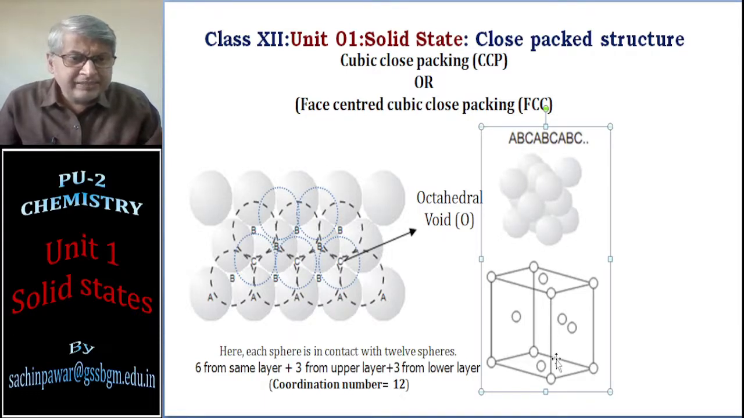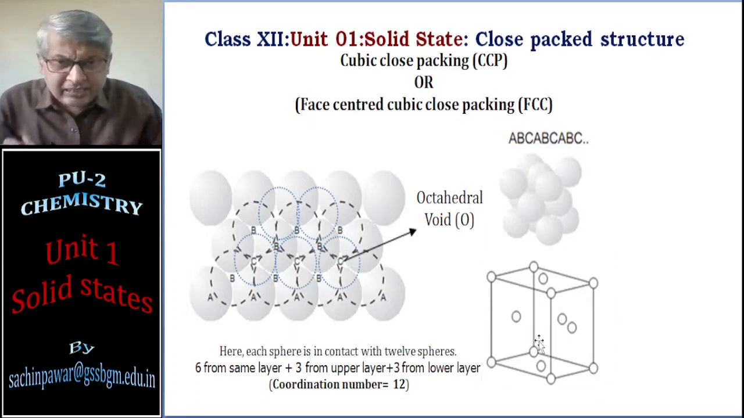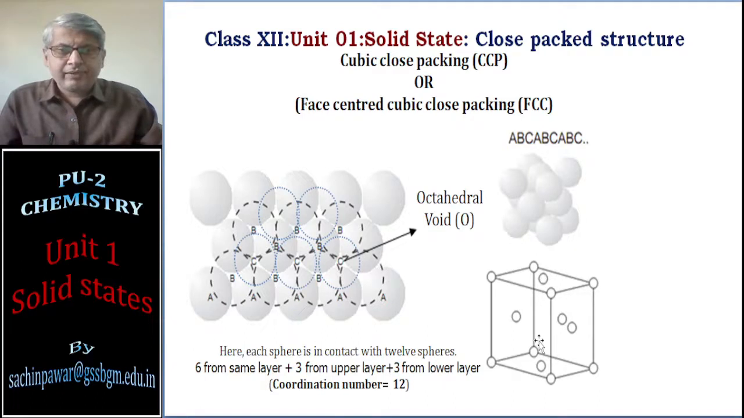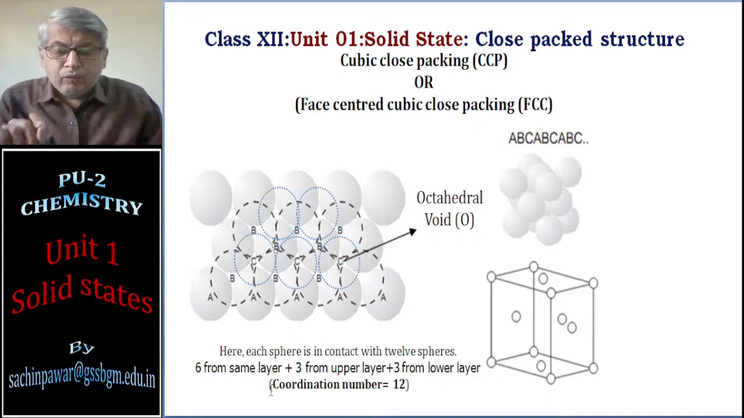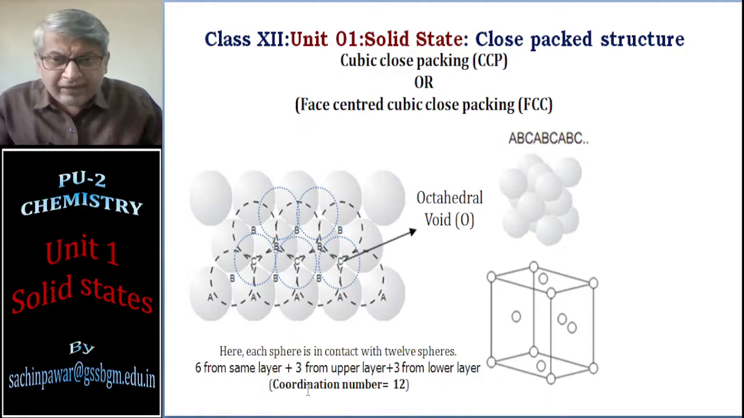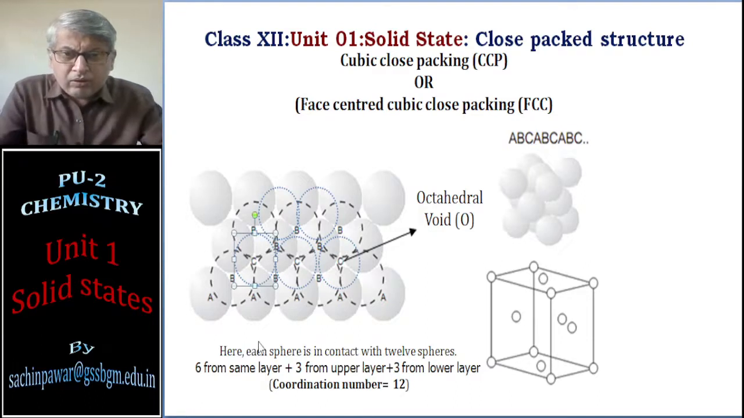You see, it is a face centered cubic close packing, because for every unit cell there will be 8 corner particles, and every face has 1 particle at the center. That is the cubic close packing, CCP or FCC, that is face centered cubic close packing. So if you just think of any particle, what is the coordination number here? If I want to find out, then I can easily find out the coordination number here.